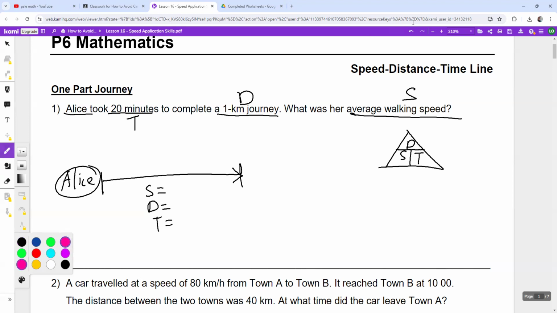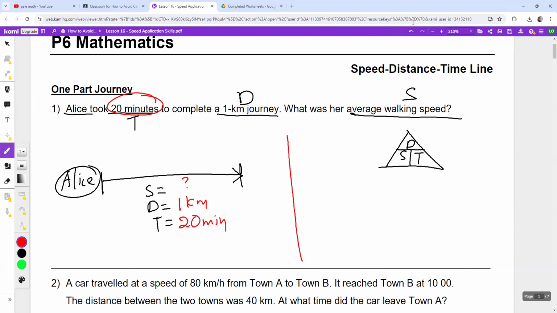What's the next step after you have drawn out the problem? The next step is to plug the numbers in. Your 20 minutes is over here, and your 1 kilometer is over here, and the model has a question mark. So your model is done. You've drawn out the problem and it's a simple problem. So how do you find the speed? Speed is equal to distance divided by time.